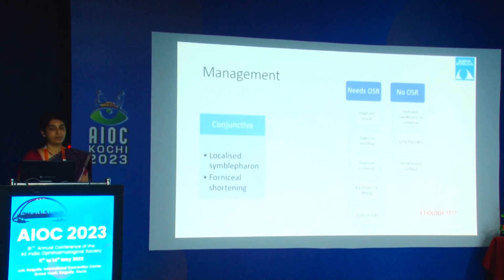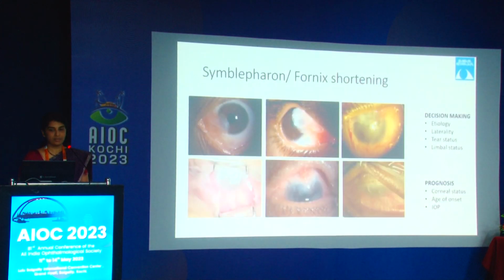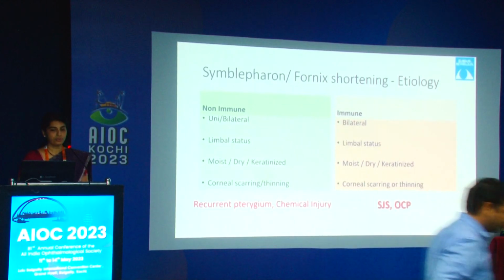When will you not subject the above eyes to ocular surface reconstruction? When you're dealing with an immune condition, especially for cosmesis, when you have very dry eyes, and when you have a keratinized surface. So what it means is that the first thing you need to know is what the etiology is, or what the disease is that you are addressing. The factors that help in decision making include primarily the etiology, the laterality, the tear status, and the limbal status, and the prognosis is determined by the corneal status, the age of onset, and the intraocular pressure.